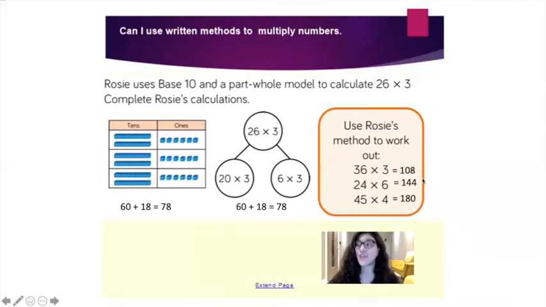Welcome back. So let's see if you got the same answers as I did. For the first one, 36 times 3, you should get the answer 108. So nice big tick if you got that. The second question, 24 times 6, should have gotten 144. So again, big tick if you got that right. Make sure to correct it if not. Your third and final question, 45 times 4. The answer you should have gotten is 180.